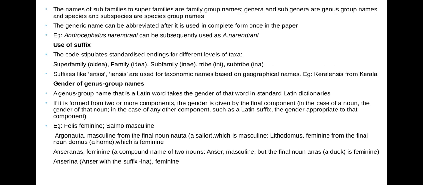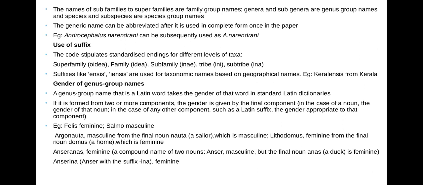Anonymous. Okay. The names of subfamilies to superfamilies are family group names, genera and subgenera are genus group names, and species and subspecies are species group names. The generic name can be abbreviated after it is used in complete form once in the paper. Use of suffix: the code stipulates standardized endings for different levels of taxa: superfamily, family, subfamily, and tribe, subtribe. Suffixes like -ensis are used with taxonomic names based on geographical names.